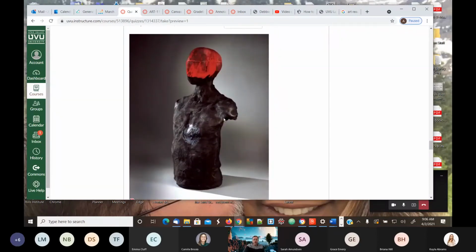Now this last one. Is this color applied or natural? I believe we are referring to the red. I think the body is natural, but the question is referring to the head. So is that red color natural or applied? I'm gonna just guess applied. Yes, you're absolutely right.